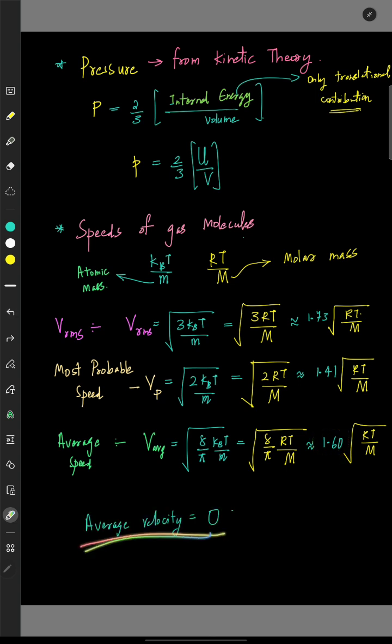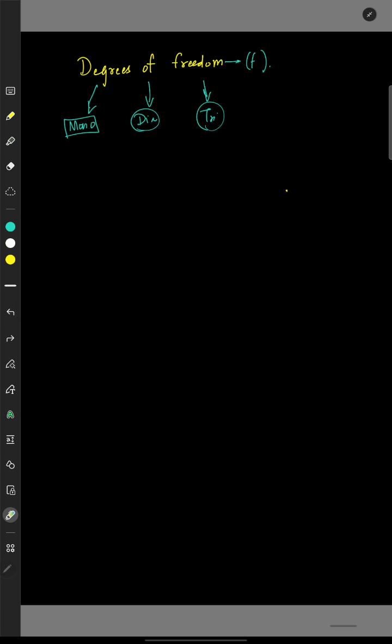The average velocity for a system is always 0. Okay, so the speed takes numerical values whereas the velocity on average is 0. And then the degrees of freedom. Degrees of freedom is represented by capital F. We have to talk about monoatomic, diatomic, and triatomic systems. For monoatomic, 3 translational degrees of freedom; for diatomic, 3 plus 2, translation plus rotation; for triatomic, 3 plus 2 plus 2, that is 3 translation, 2 rotation, and 2 vibration. So for mono, di, and triatomic we have 3, 5, and 7 respectively.